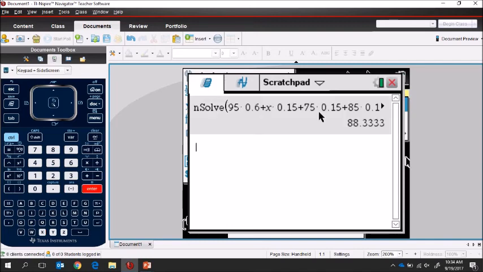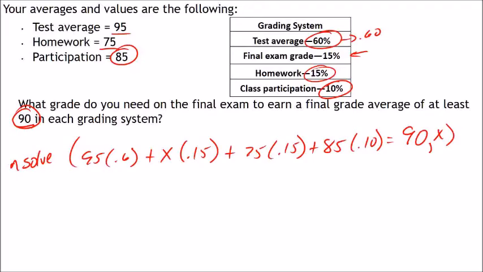Hit enter, and there's our grade, an 88.3. So that's what we should need on our final exam. Maybe it's an 88, or you might want to go up to an 89 just to make sure. So coming back over here, X, our final exam, is going to be an 88.3, which is approximately an 88 on our final in order to pass. And that's it.